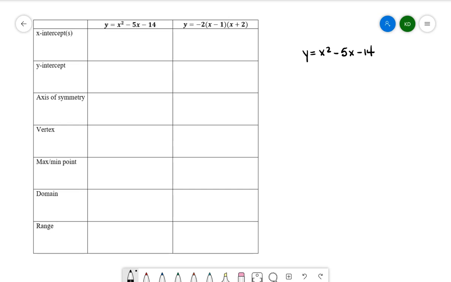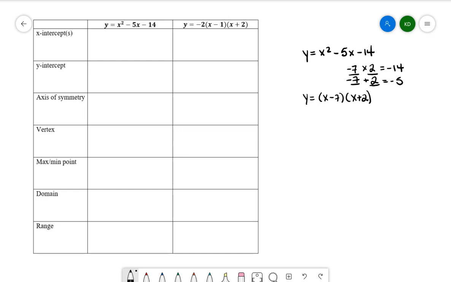First, what we want to look for is the x-intercepts. How we algebraically determine the x-intercepts is that we need to have this in factored form. So we need to factor the quadratic. What we need is two numbers that multiply to negative 14 and add to negative 5. The two numbers that satisfy this are negative 7 and 2. Because the a value is equal to 1, we can jump right to our factors, and we'll have y equals x minus 7 and x plus 2.